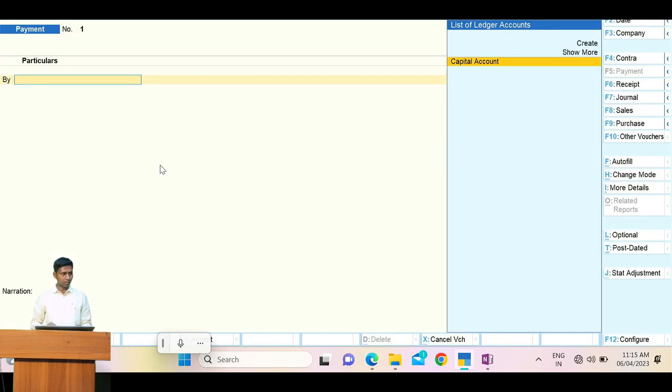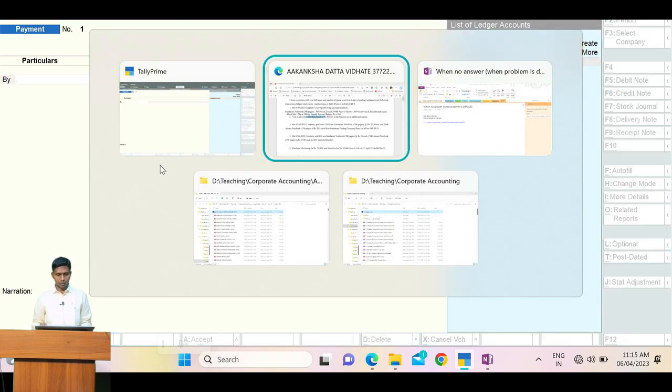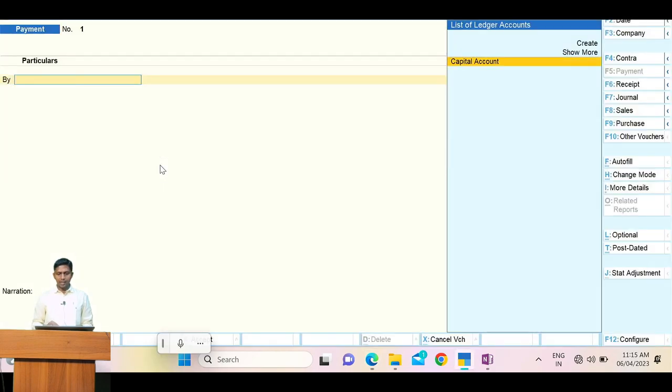which voucher? Well, let me check whether it's working fine or not. This is Mike, and it seems working fine. Recording is going on. Okay. How to pass entry in Tally?